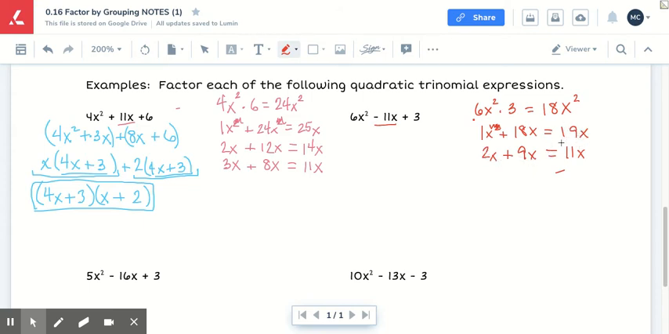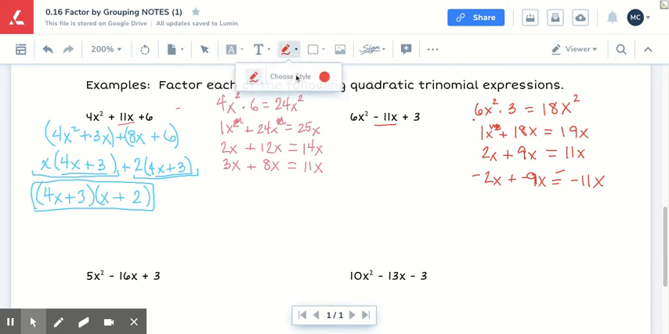So if 2x and 9x add to 11x, then that would mean that a negative 2x and a negative 9x, I'm going to go ahead and write that down, would add to a negative 11x, which is what I need. So if a negative 2x times a negative 9x equals positive 18x squared, then I have the pair that I need. And a negative times a negative is positive, so this actually does work. So this is the pair I'm going to use.